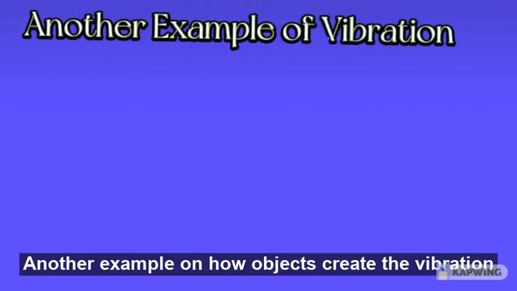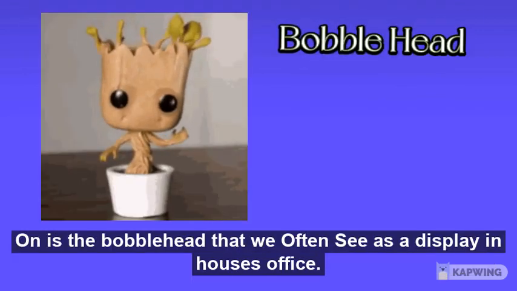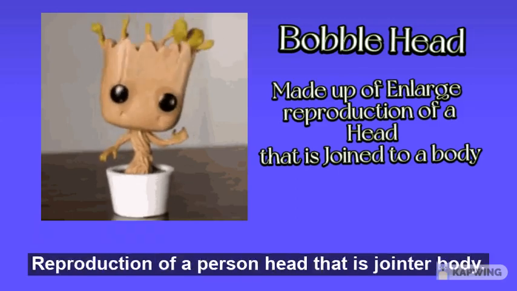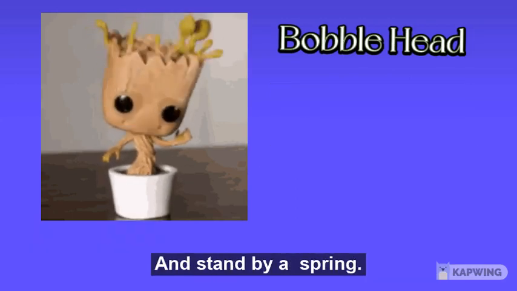Another example of how objects create a vibration is the bobblehead that we often see as a display in houses, offices, and even in vehicles. A bobblehead doll is made up of a large reproduction of a person's head that is joined to a body and stand by a spring.